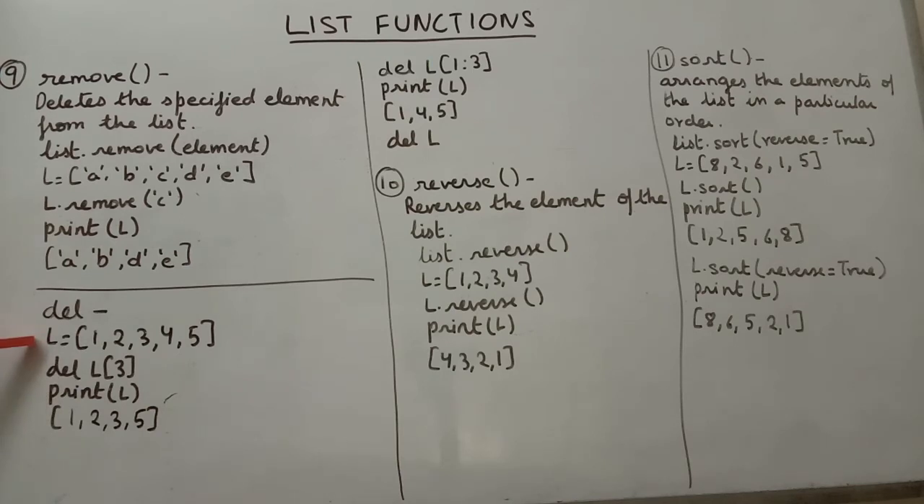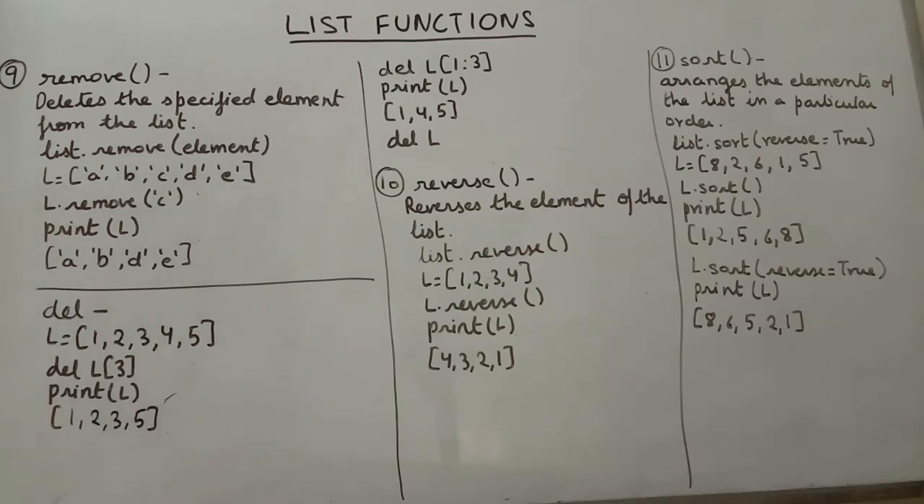If this is your list, L is equal to 1, 2, 3, 4, 5, and I say del L, and within square brackets I have written 3. That is the index number which has to be deleted. So the index number 3 will be 0, 1, 2, 3, so 4 will be deleted and your resultant list will be 1, 2, 3 and 5.